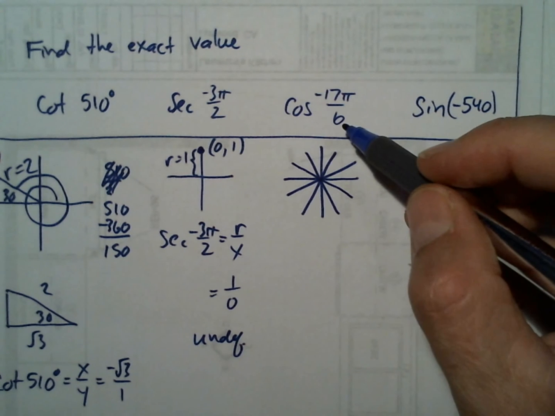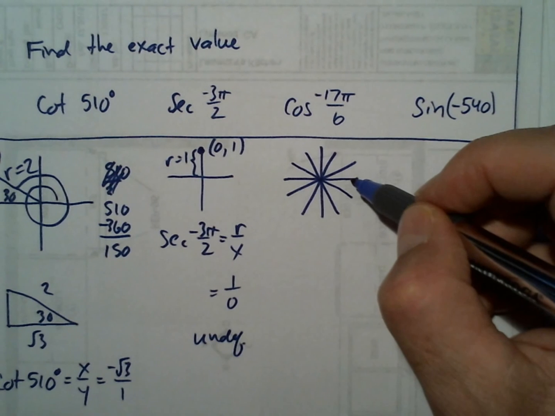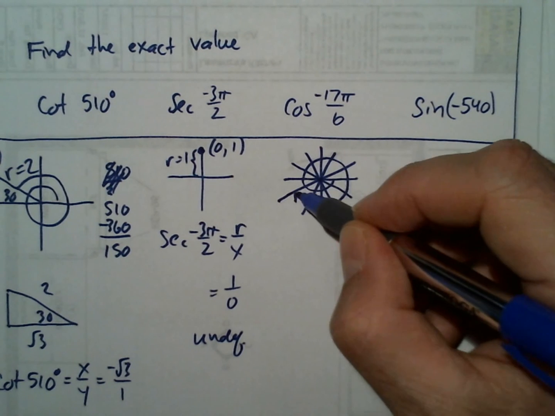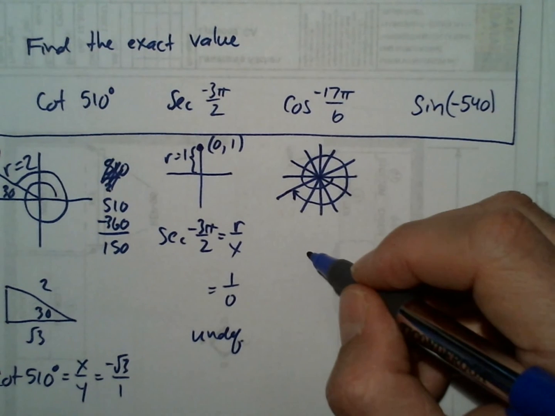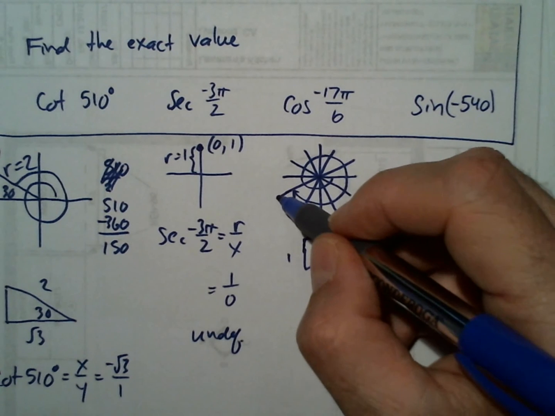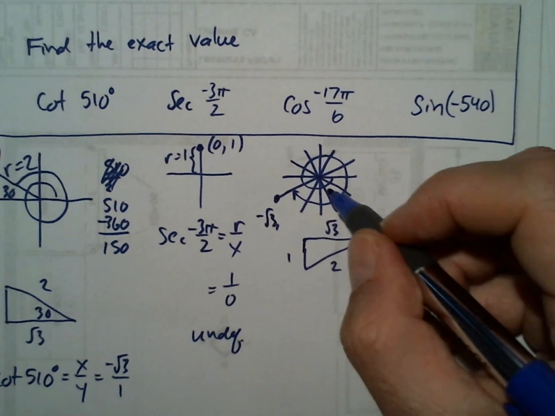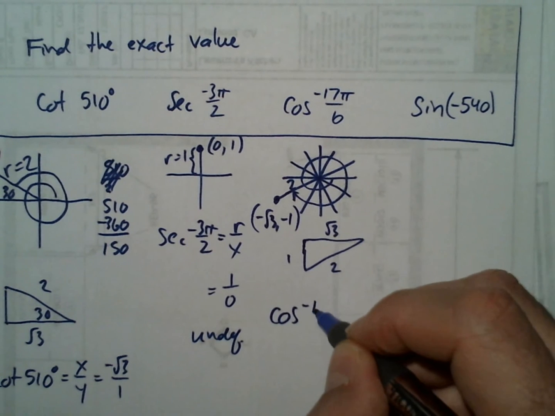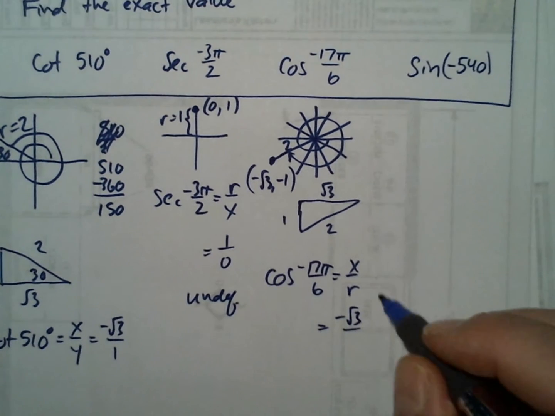Here's one way to do it with pi over 6's and a negative angle. We can just count around 1, 2, 3, 4, 5, 6, 7, all the way around to 12, 13, 14, 15, 16, 17. We'll end right there, counting by pi over 6. That's a 30-degree angle. If we look at that triangle with a 30, it's a 1, 2, radical 3. And for the coordinates, we're going to have a negative x and a negative y, with a radius of 2. So for cosine, that's x over r, the x value and the radius.